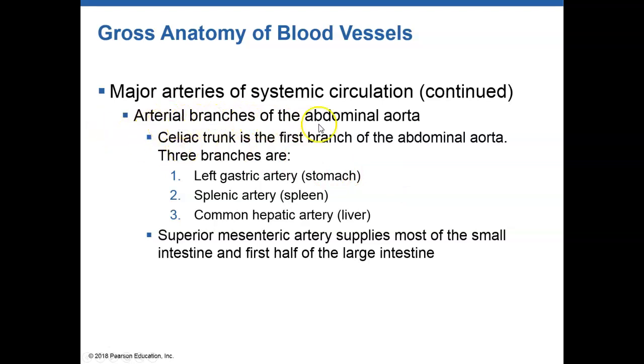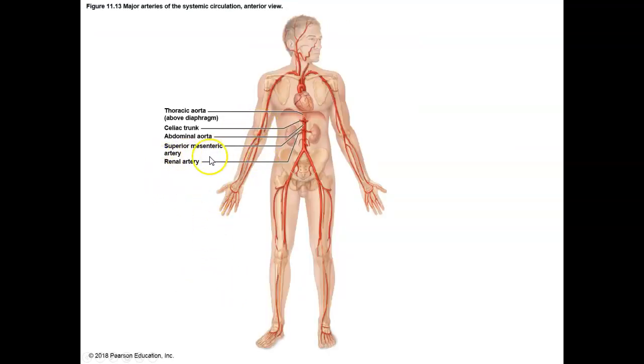In the abdominal aorta, we have a celiac trunk. This is the first branch off of the abdominal aorta, and that celiac trunk branches off into a left gastric artery that supplies the stomach, a splenic artery that supplies the spleen, and a common hepatic artery that supplies the liver. Next, we have a superior mesenteric artery that supplies the small intestines and part of the large intestines. We also have an inferior mesenteric artery.